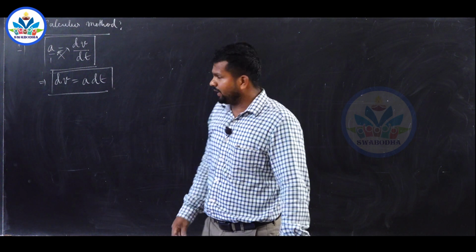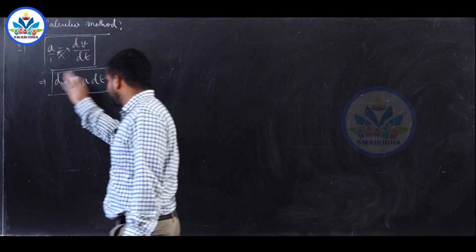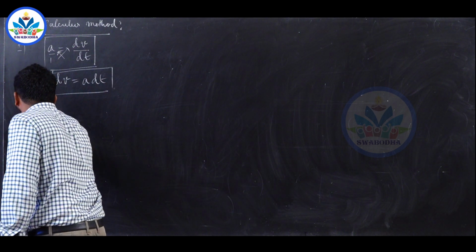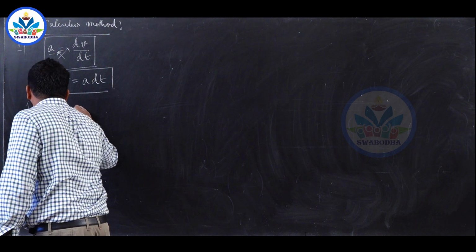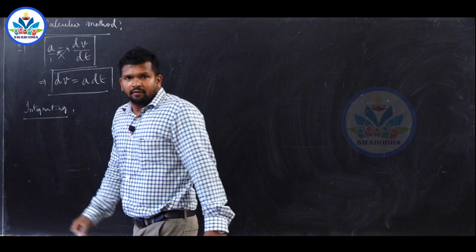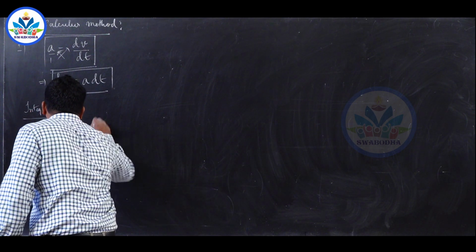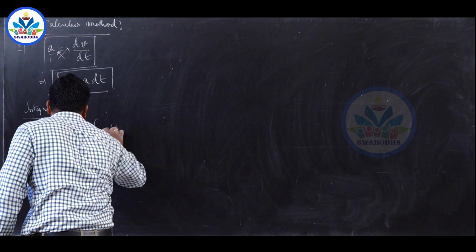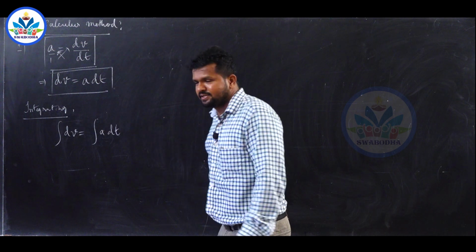So what you have to do is integrate both sides. We will write it like this: integration of dv equal to integration of A dt. These are definite integrals, so I have to give the limits.